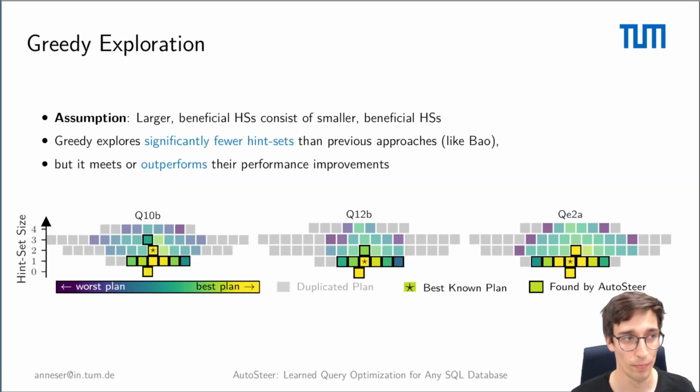In our last experiment, we compare AutoSteer to the bandit optimizer. We can see that AutoSteer's training mode considers significantly fewer hint sets than BAO, but still meets or even outperforms it in terms of performance improvements.